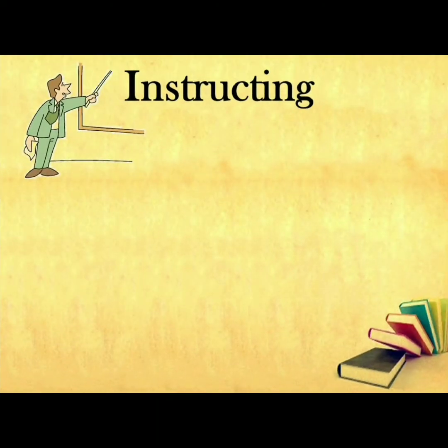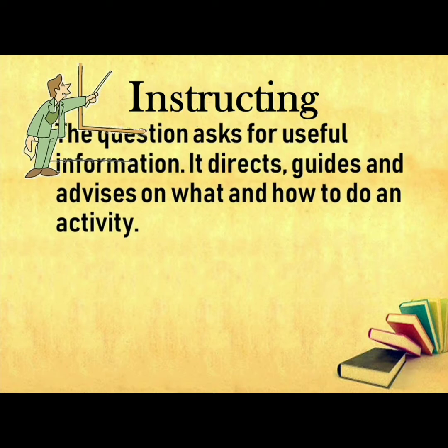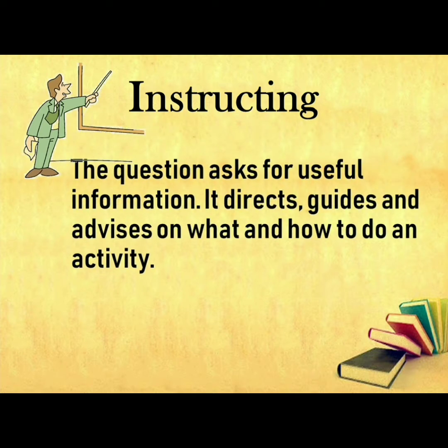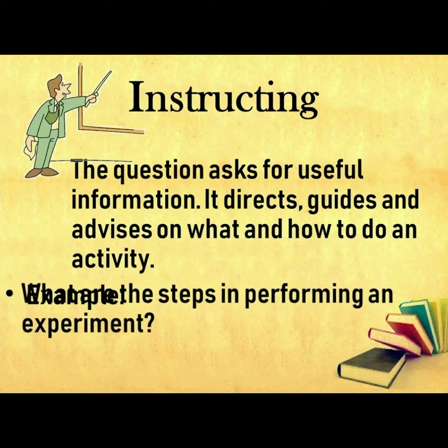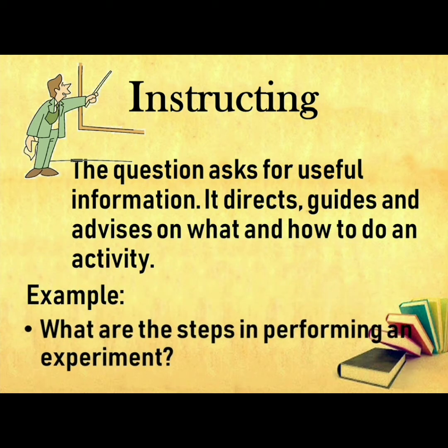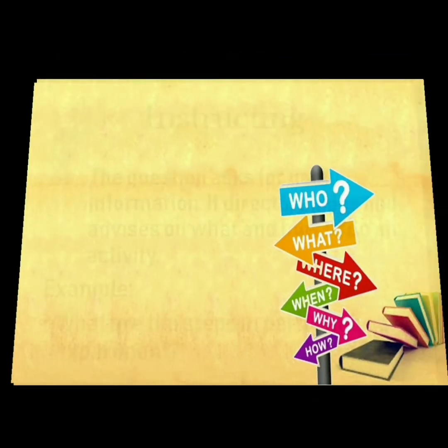Instructing. The question asks for useful information. It directs, guides, and advises on what and how to do an activity. Example: what are the steps in performing an experiment? So instructing is a question used or asked to give or provide instruction or information in a given activity.